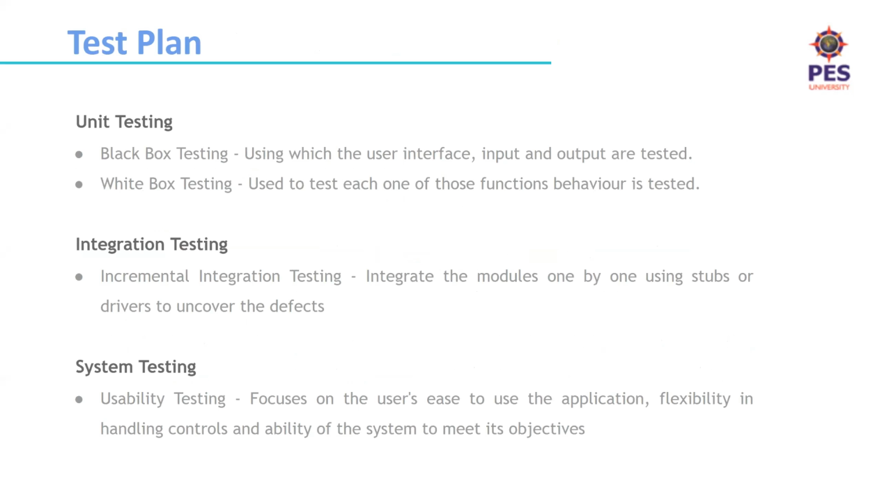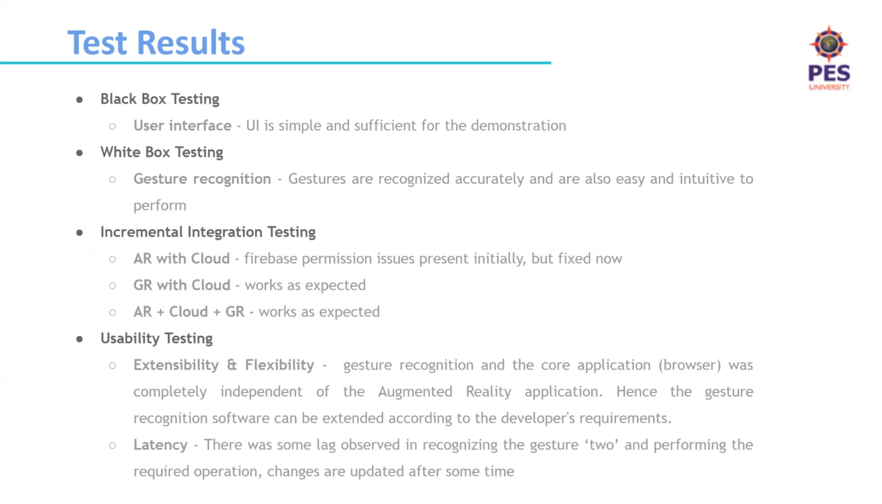Next slide. Over to Arya for the testing. Yeah, so coming to testing, we ran the following tests. In unit testing, we had black box and white box testing. In integration testing, we did incremental integration testing, and then system testing, the usability testing. And the following were the test results. Could you move on to the next slide?